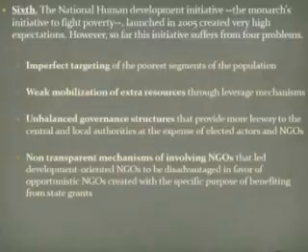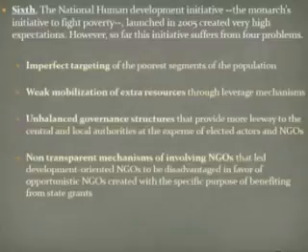So, which is the sixth factor. The Human Development Initiative, which is the Monarch's initiative to fight poverty, was launched in 2005. And there are very high expectations towards this initiative, especially for people not in the center, but in different localities, because the king is visiting them, etc. So there is a huge amount of expectation.